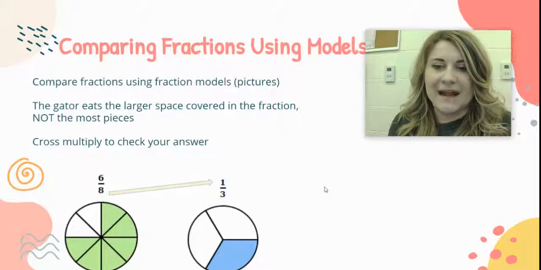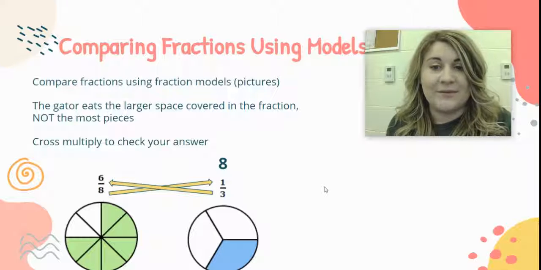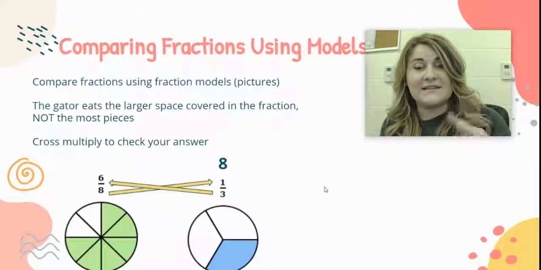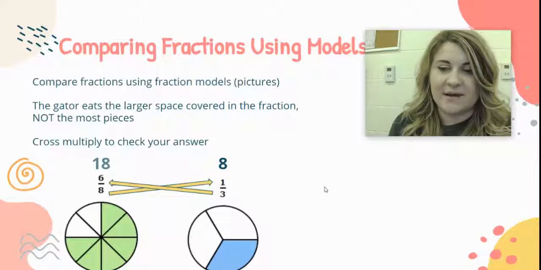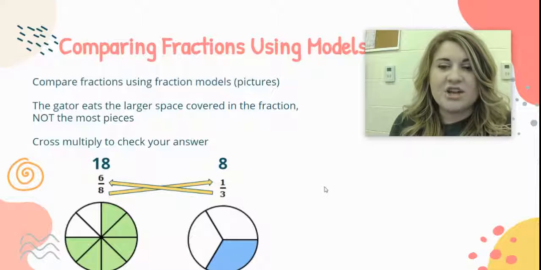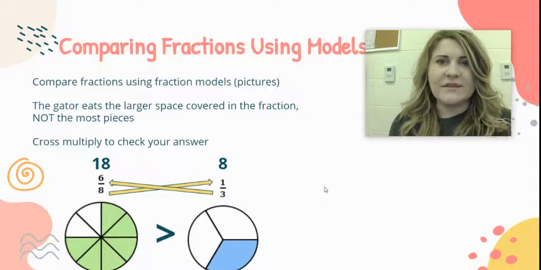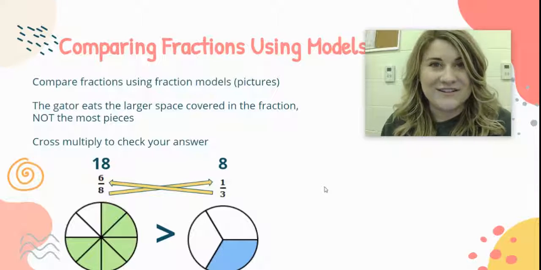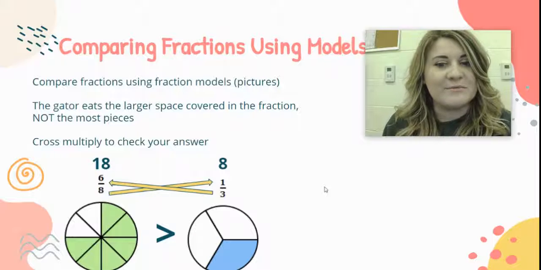So here we're going to do 8 times 1. 8 times 1 is 8. And then we're going to do 3 times 6. I'm going to skip count by 3s 6 times. 3, 6, 9, 12, 15, 18. So 18 is going to be my answer over here. Obviously, 18 is larger than 8, so the gator is going to eat this fraction.